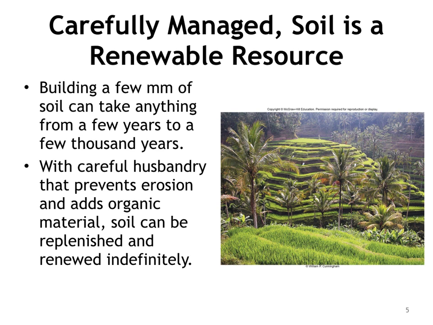Terracing, as in these Balinese rice paddies, can control erosion and make steep hillsides productive. These terraced rice paddies have produced 2 or 3 crops a year for centuries because the soils are carefully managed and organic nutrients are maintained. With careful husbandry that prevents erosion and adds organic material, soil can be replenished and renewed indefinitely.